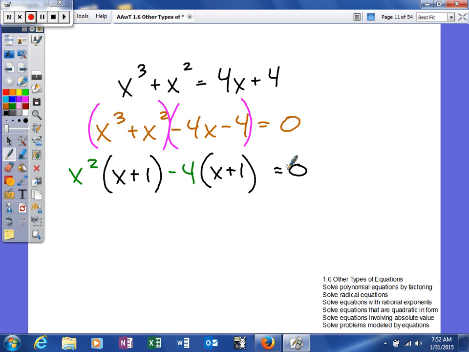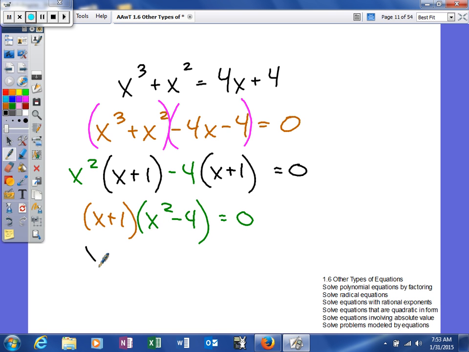And as you can see, I do have a common factor. The x plus 1s are my common factor. So now what I'm going to do is factor that out, x plus 1. And I will group together my coefficients, x squared minus 4. And then this factor is linear, but this one is non-linear. It's quadratic, so I'm going to try to factor that.